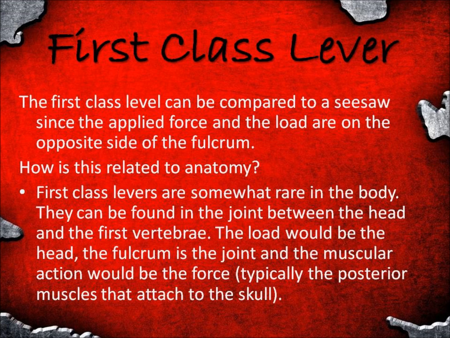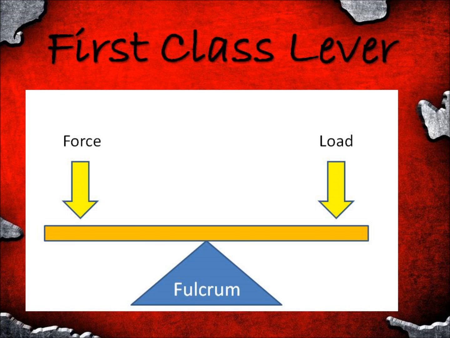First class levers are somewhat rare in the body, and they can be found in the joint between the head and the first vertebra. The load would be the head, the fulcrum would be the joint, and the muscular action would be the force, which comes from the muscles in the back of your skull. So here is an example. You can see the fulcrum is in the middle, and force and load are on opposite sides of each other.